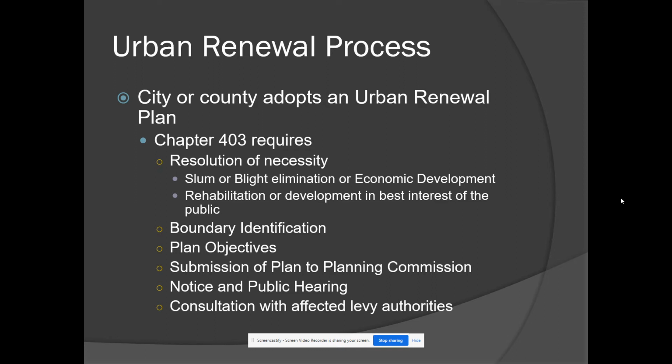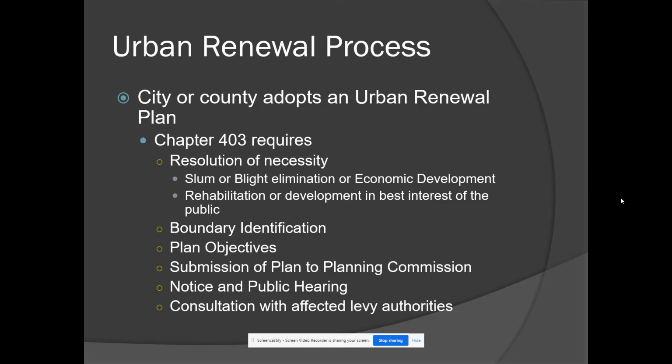Basically, this city or county that wants to do the TIF process, urban renewal process, would have to state within their plan that the area is slum or blight, and they want to eliminate slum or blight, or it is economic development, so they want to generate economic development in the area, and that rehabilitation or development is in the best interests of the public. So they have to indicate what is going on in this area, or what do they want to do with this area, and that the actions they want to take are in the best interests of the public.